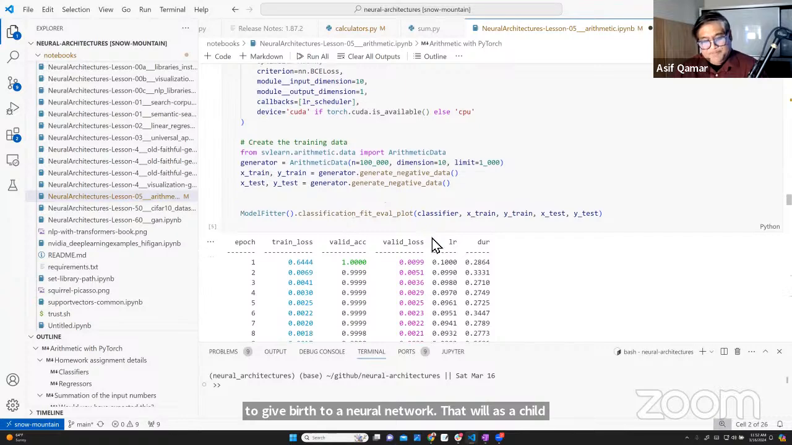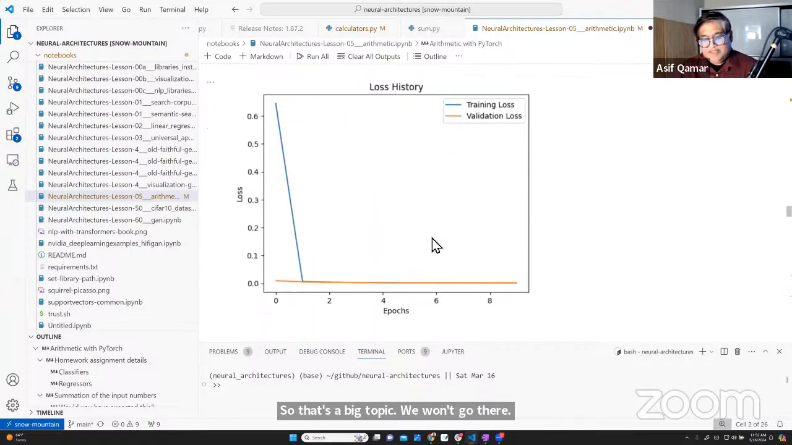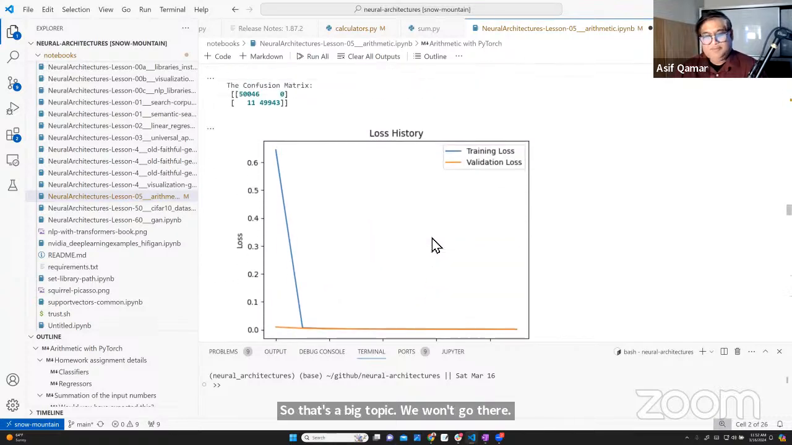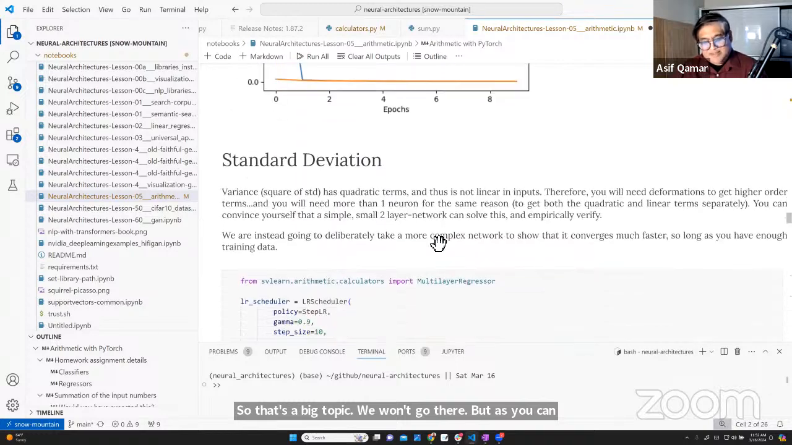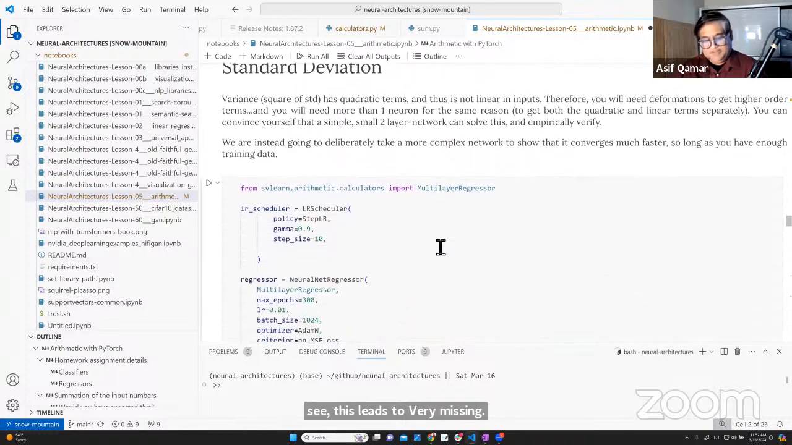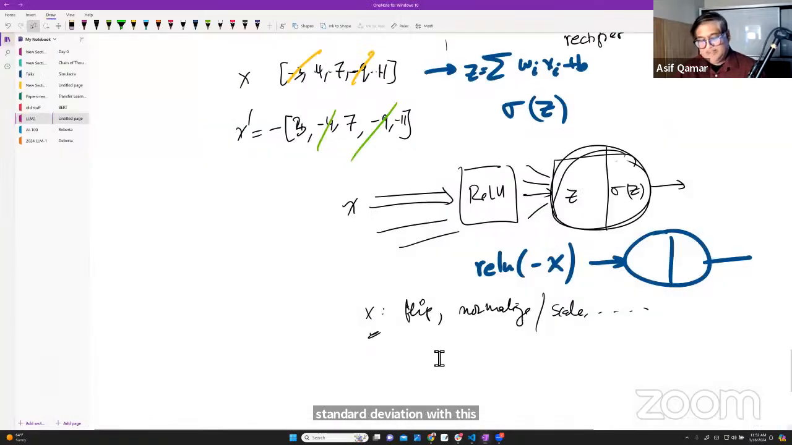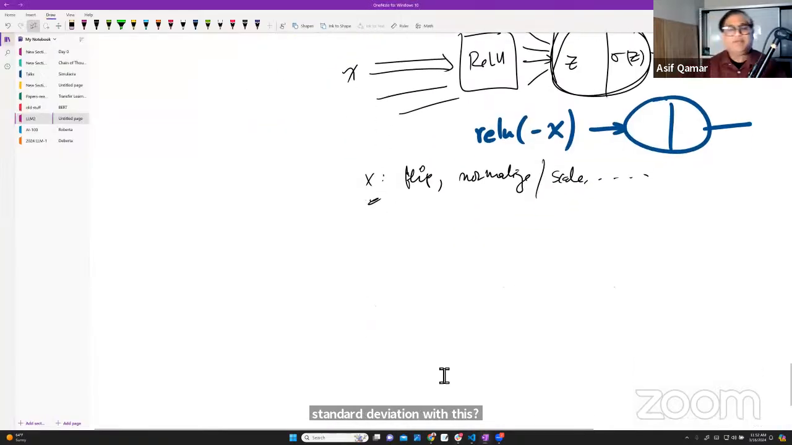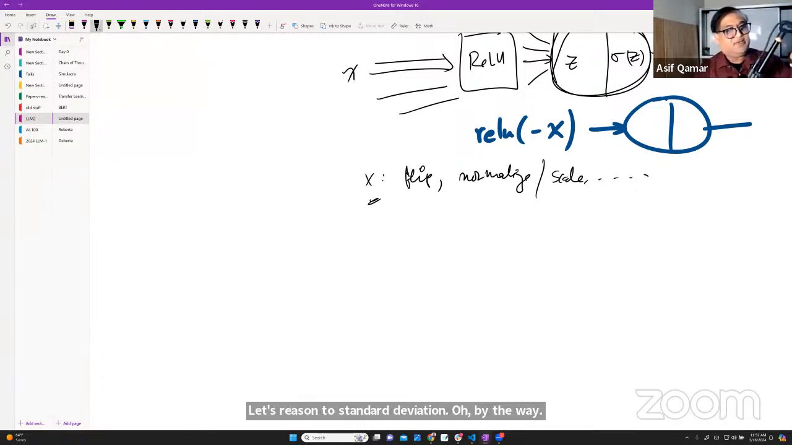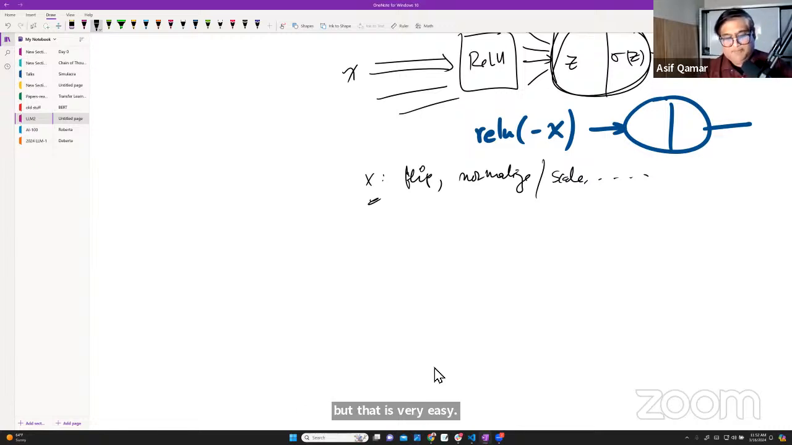We won't go there. But as you can see, this leads to this thing. What about standard deviation? Can you solve standard deviation with this? Let's reason through standard deviation. Oh, by the way, I didn't put it in the solution, but that is very easy. Guys, I'll take questions in a moment. What about the easy one? Find the max of the numbers.